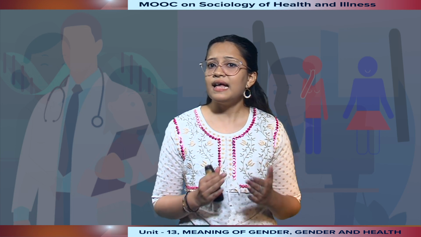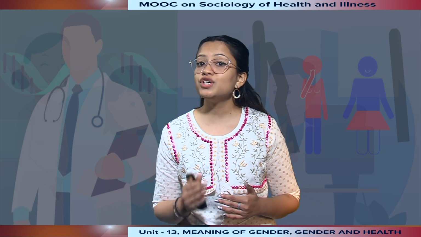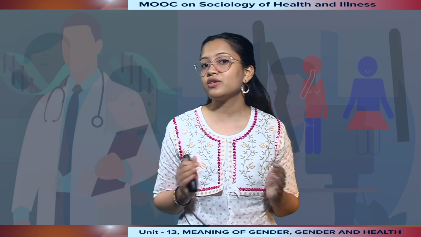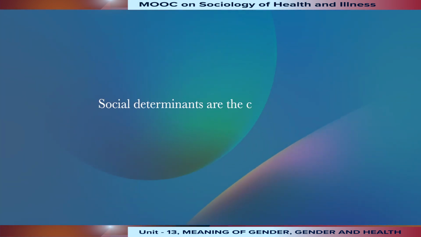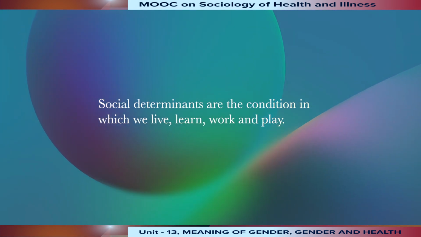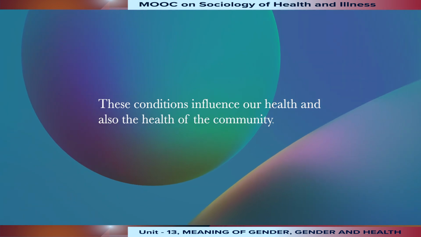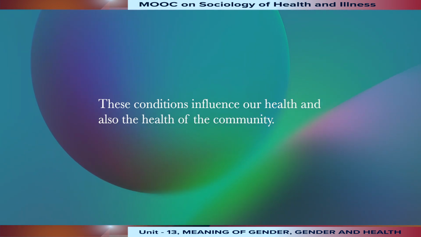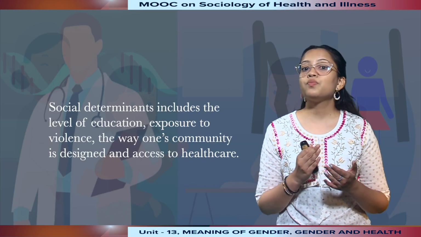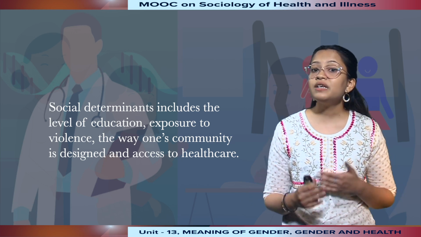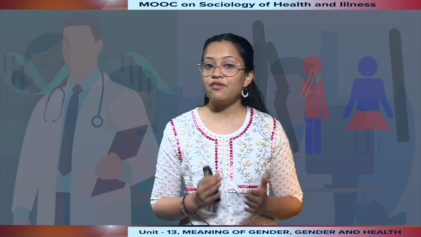Mostly it is assumed that health is a result of these genes or their own behavior, but it is the physical and social environment that has a big impact on our health. These aspects are called social determinants of health. Social determinants are the conditions in which we live, we learn, we work and we play. Therefore, these conditions influence our health and also the health of the community as a whole. Social determinants include the level of education, exposure to violence, the way one's community is designed, and access to healthcare. In the further slides, we are going to discuss everything one by one.